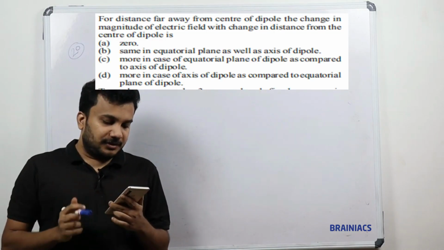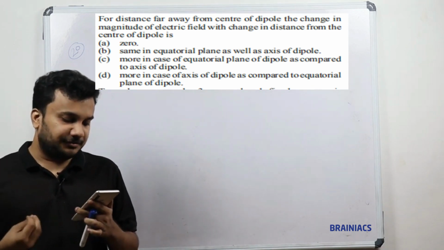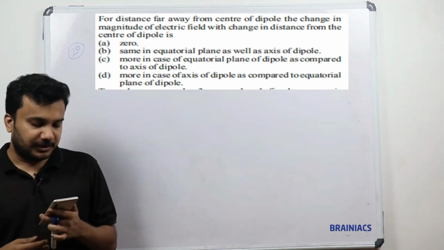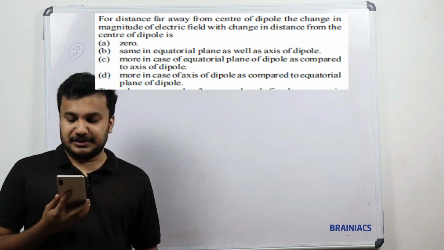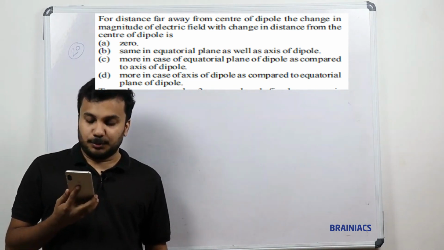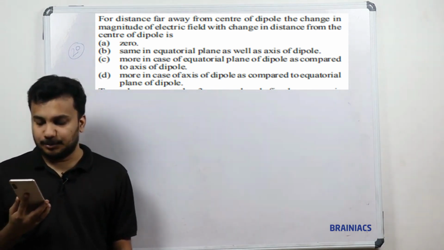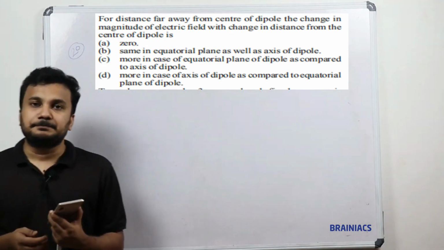20th question: for a distance far away from the center of the dipole, the change in magnitude of electric field with the change in distance from the center of the dipole is: zero; same in the equatorial plane as well as on the axis of a dipole; more in the case of the equatorial plane of a dipole as compared to the axis; more in the case of the axis of a dipole as compared to the equatorial plane.